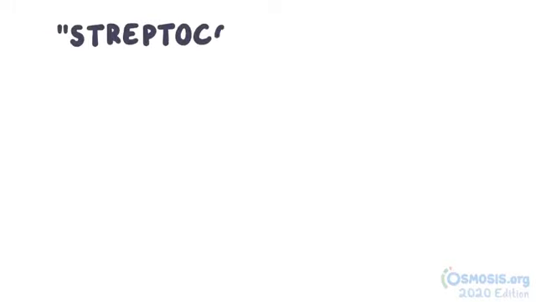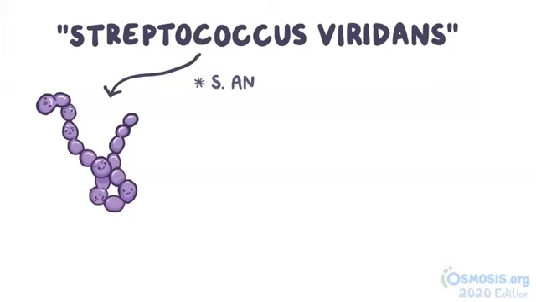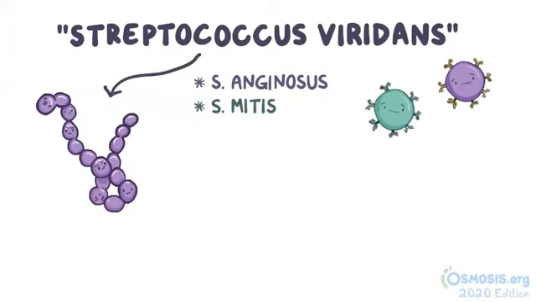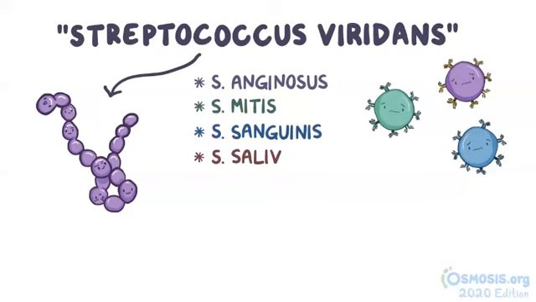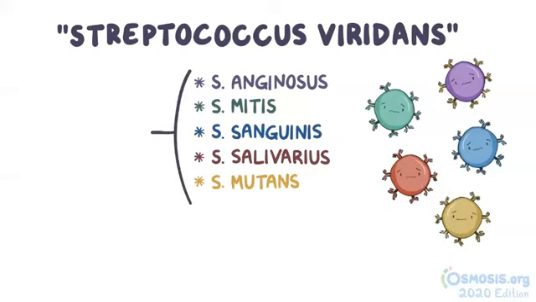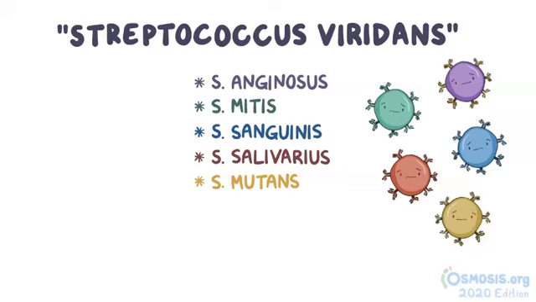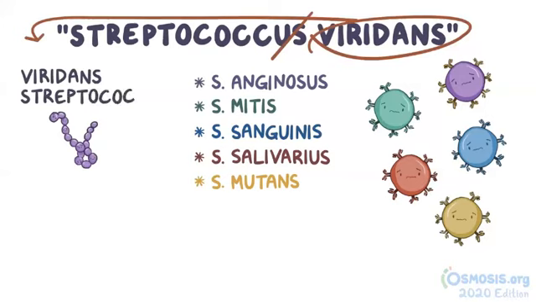The term Streptococcus viridans refers to 5 groups of streptococci that include the Streptococcus anginosus group, Mitis group, Sanguinis group, Salivarius group, and finally the mutans group. And each of these groups has approximately 30 species that can cause disease in humans. So the more correct term would be viridans streptococci, to reflect that there's more than one of them.